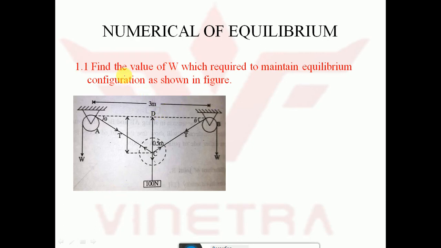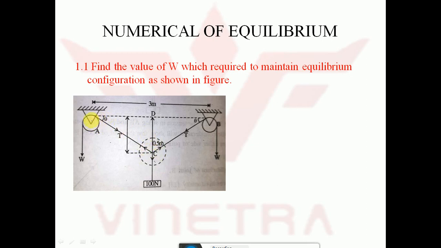So this is the last numerical I am solving on module number 2, that is on the equilibrium condition numericals. Find the value of W. They are asking to find what is the value of this W which is required to maintain equilibrium. The value of W should be such that it maintains equilibrium of this configuration as shown in the figure, that is, there should not be any movement.